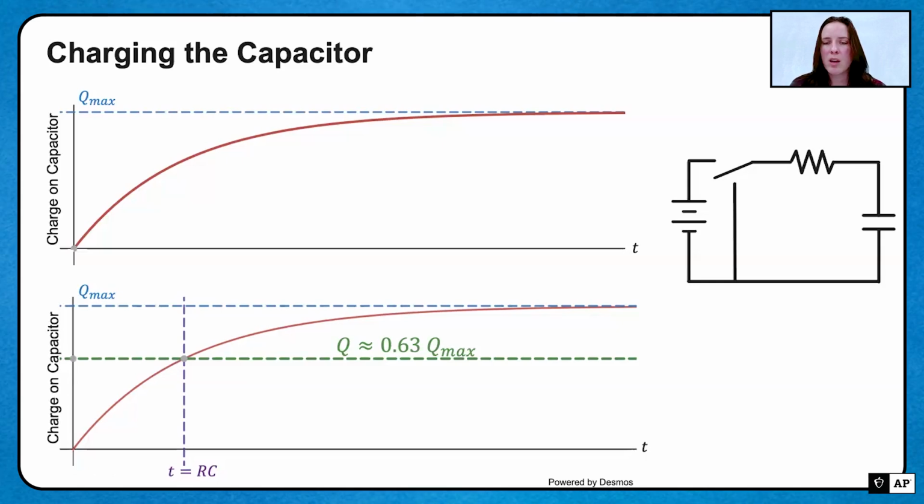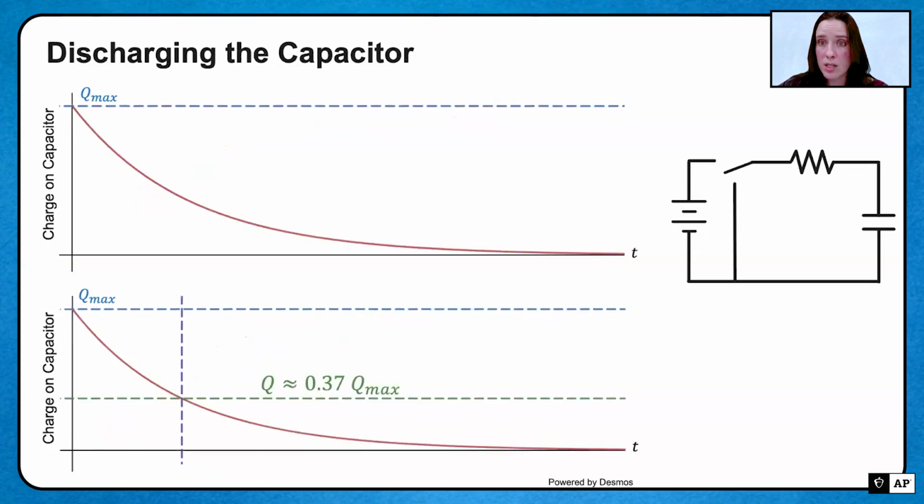So sometimes you're going to get questions like, after how much time do you get to 63% of your maximum charge? And you need to be like, 63%, that means time constant. So your time constant tells you when you get to 63% of your max charge. All right, we've closed our switch. We're charging this up. That's what our charge graph looks like.